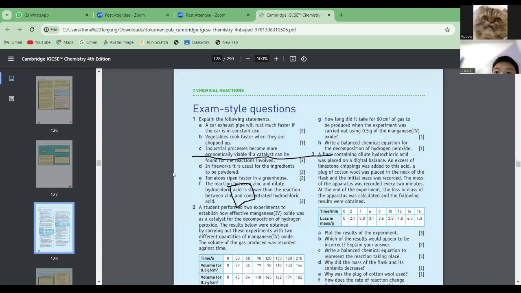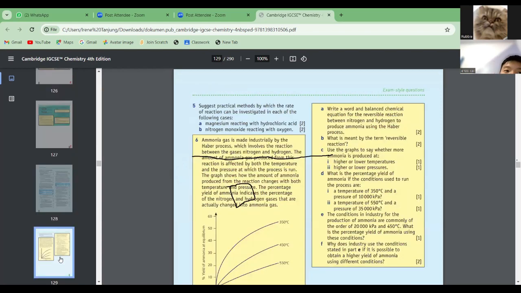So these are the exam style questions that you can use to study for Mr. Roth's test. Usually Mr. Roth uses this for the task if you fail your test, I think.